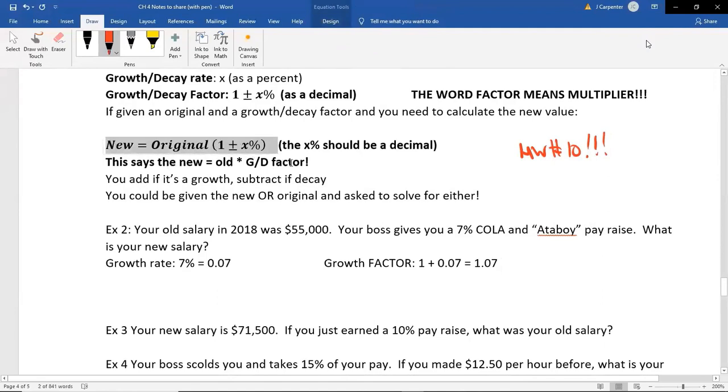New equals old times growth factor. New equals old times growth factor. I said it 5 times. That's how important this is.